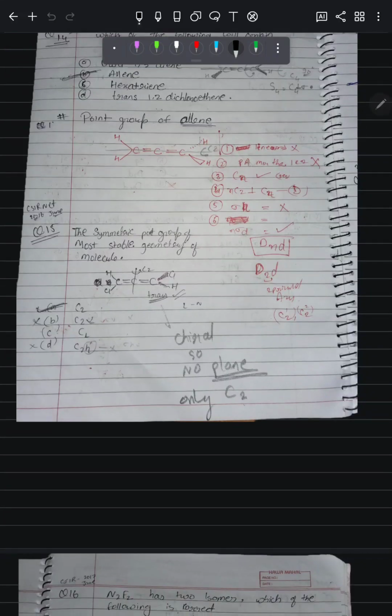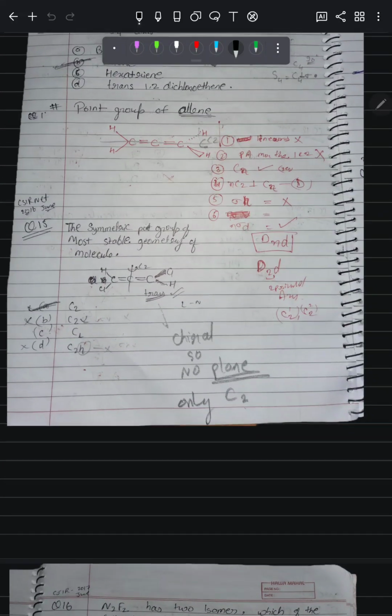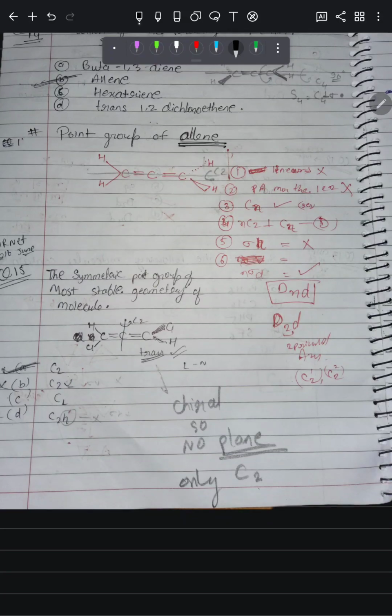Now there is another very important example, which is allene. We know that the structure of allene is C double bond C double bond C, where one group of hydrogens is like this, and the other group of hydrogens is like that, in a perpendicular plane. So this is the structure of allene. We want to know its point group.